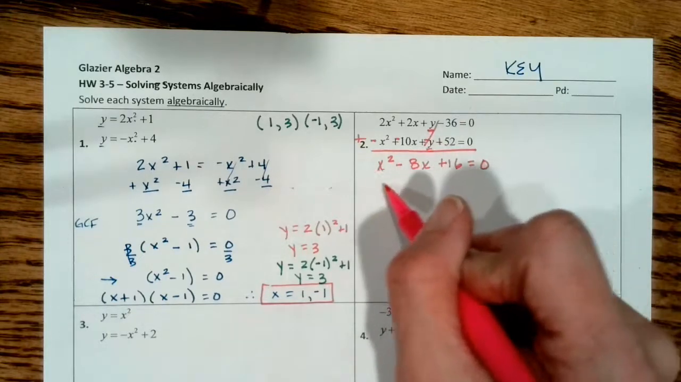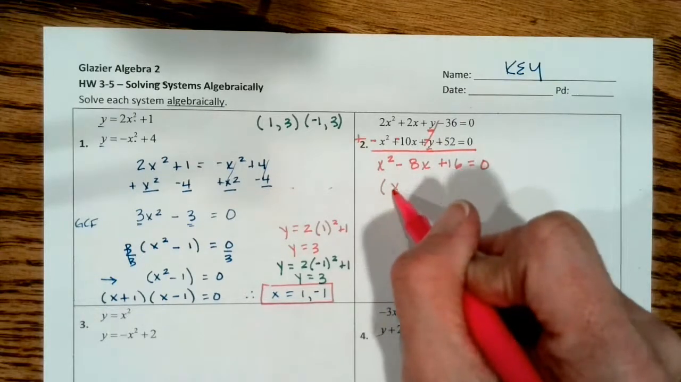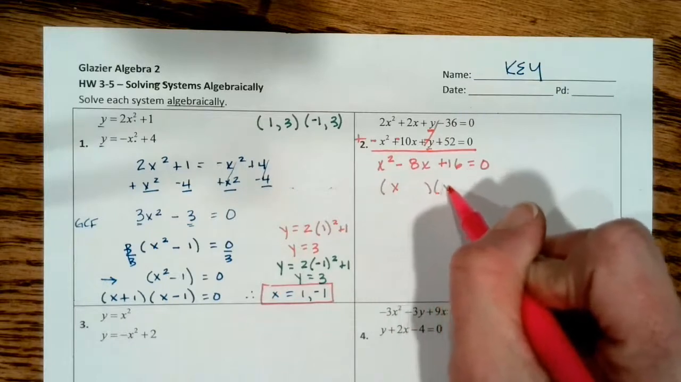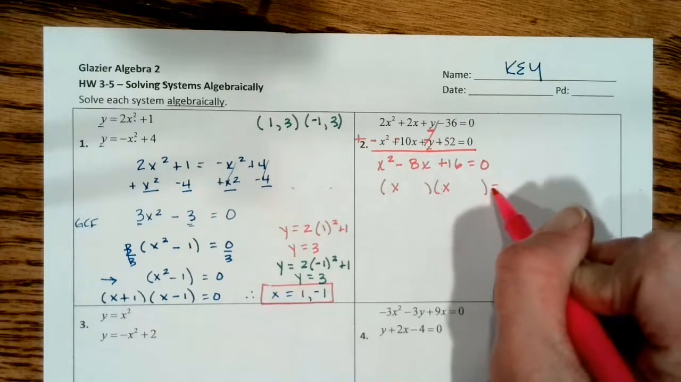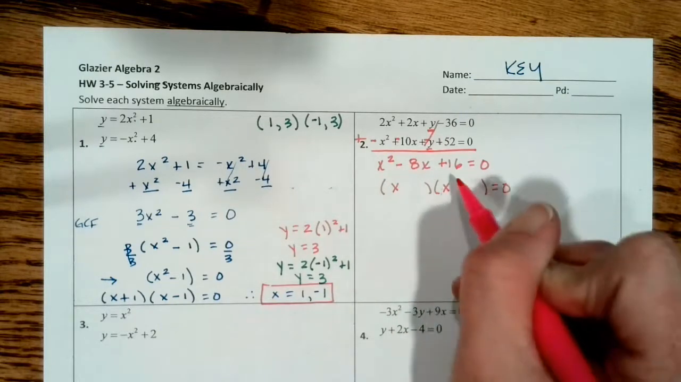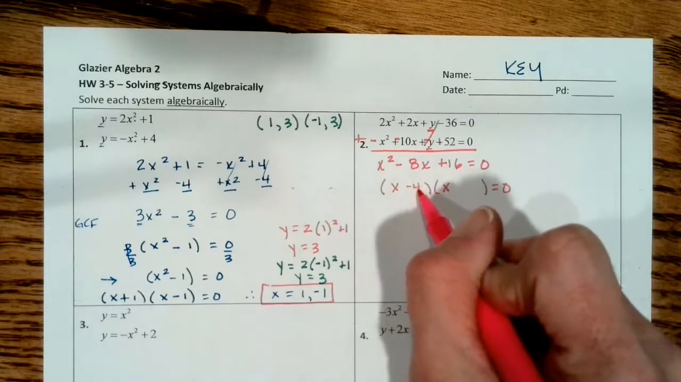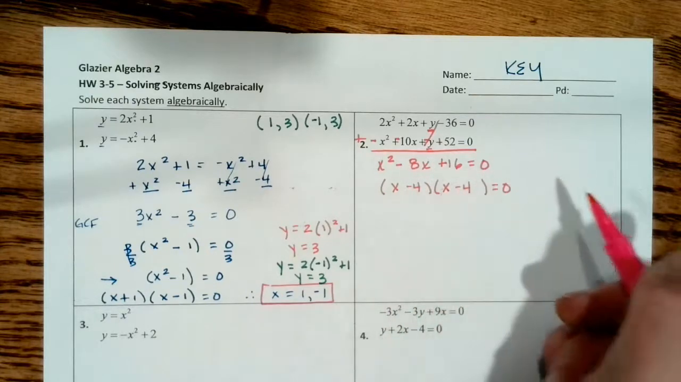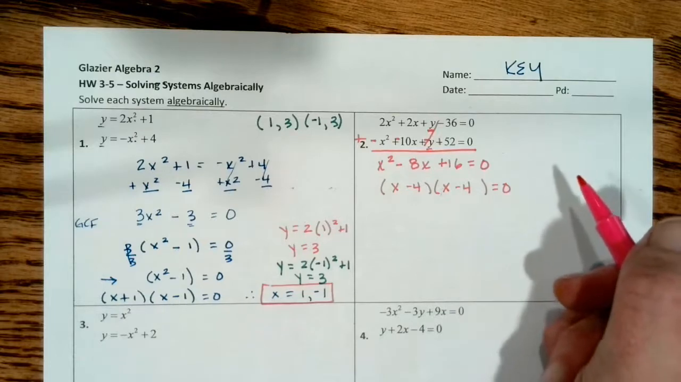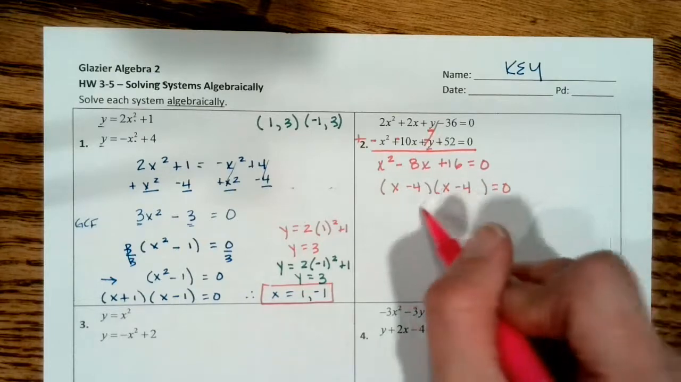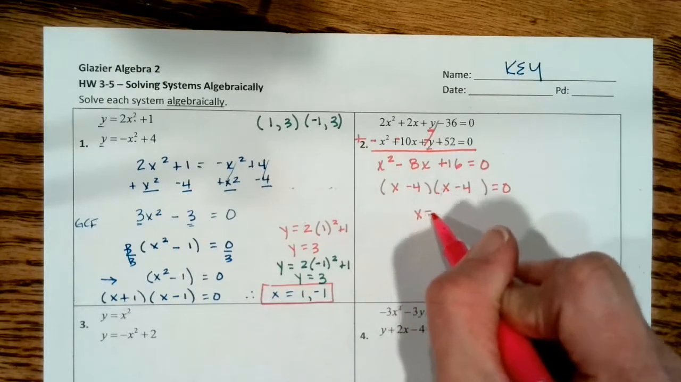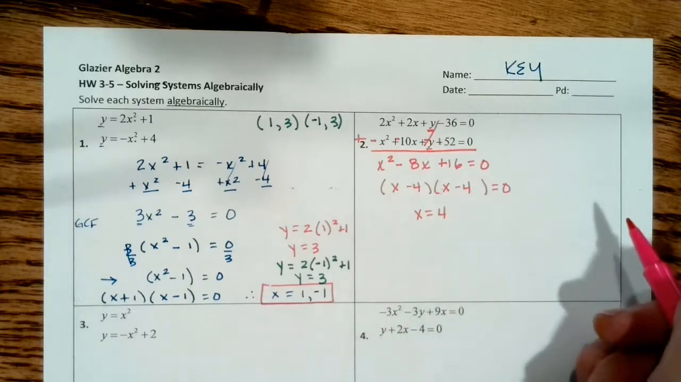When I look at factoring, I wind up with a special pattern. X squared factors into x times x. Negative 4 and negative 4 multiply together to give me 16 and add together to give me negative 8. Therefore, x is equal to positive 4.